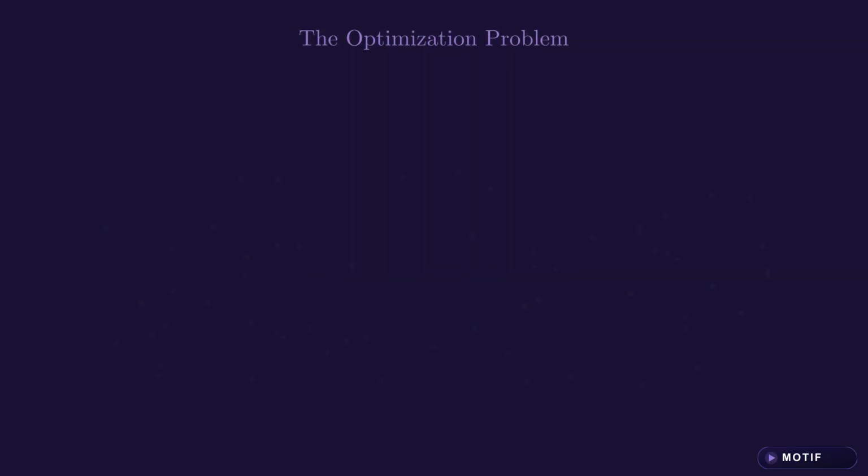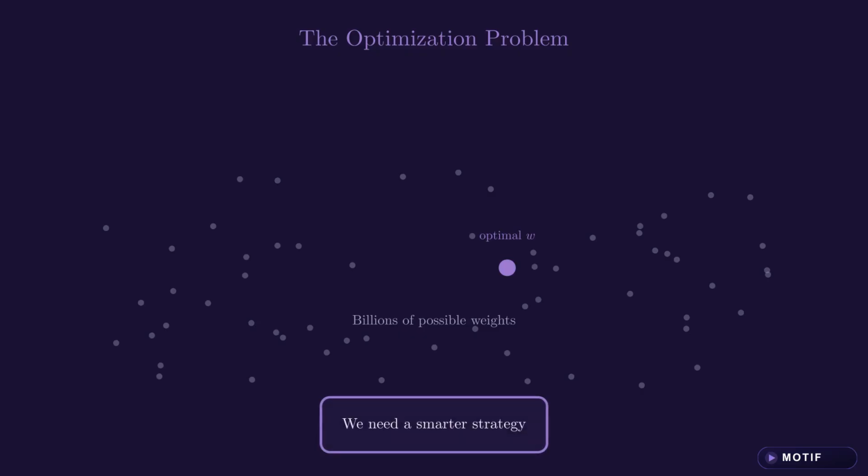The training objective is an optimization problem. Find the set of weights that minimizes the loss function. In theory, you could try every possible combination of weights, but with millions of parameters, that is computationally impossible. We need a smarter strategy, and that is exactly where gradient descent comes in.